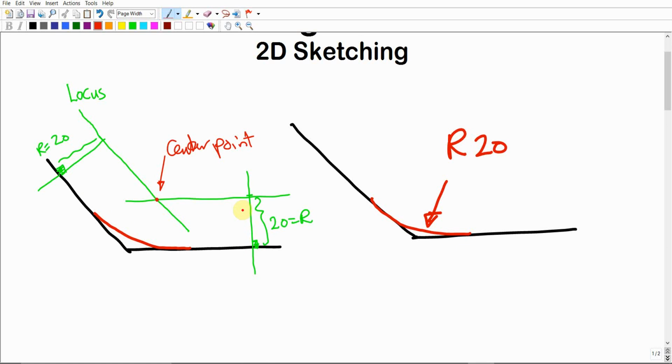And in terms of engineering drawing, these two parallel lines, the green lines, do not exist in the real drawing. The exact drawing is this one. So what does it mean? All of these green lines, I use them to assist me to locate the center point. So what does it mean? It means that they shouldn't be in the drawing after you finish.